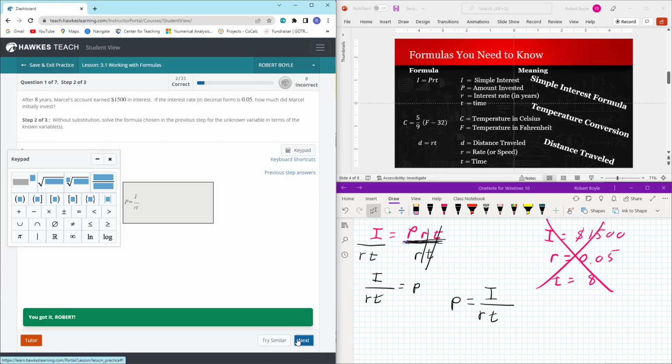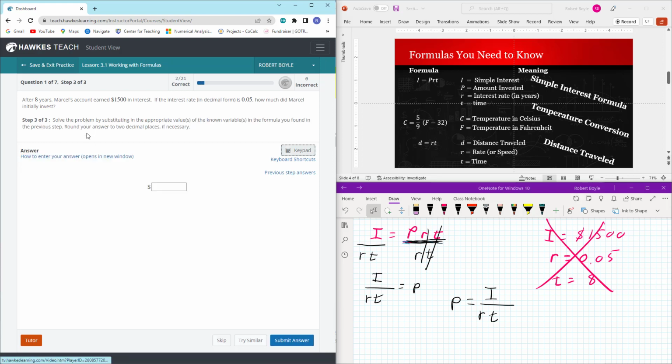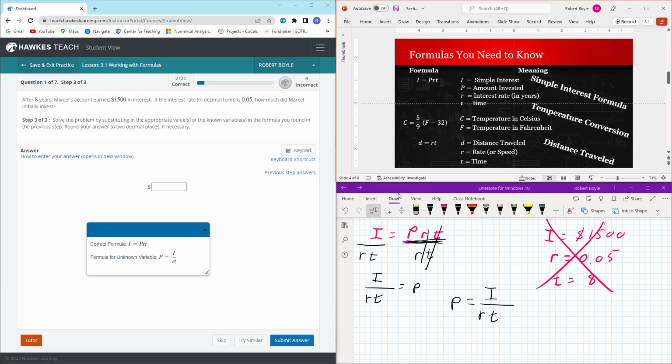And that is correct. Okay, now for part 3 is where we can put in our numbers, the ones that I crossed out over there. Solve the problem by substituting the appropriate values of the known variables in the formula you found in the previous step. Round your answer to 2 decimal places. So this is the formula from the previous step. If you're concerned about what they are, you can just click on that. What they want you to do is replace every single letter with the number they represent. Okay, we can do that.